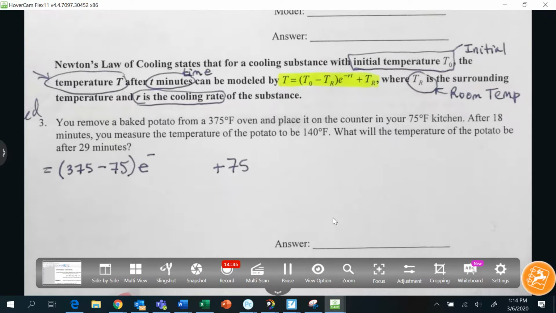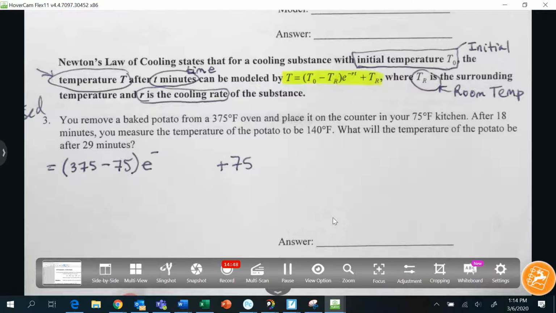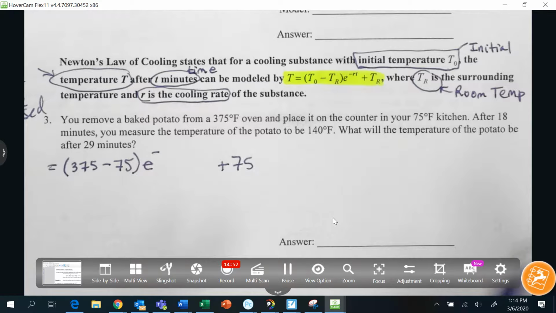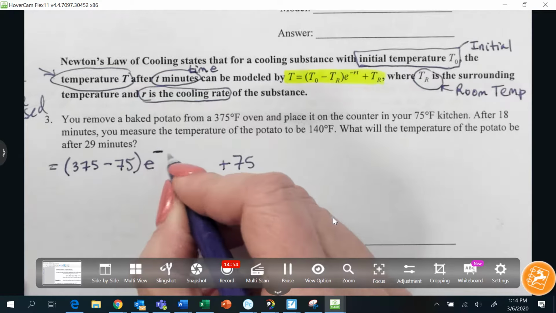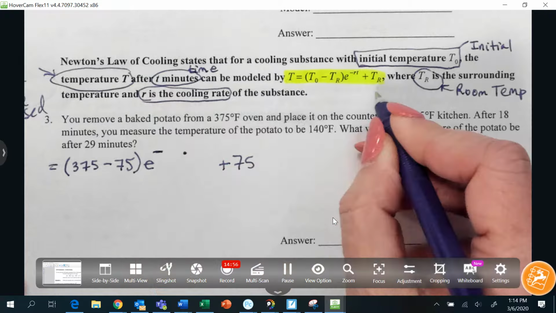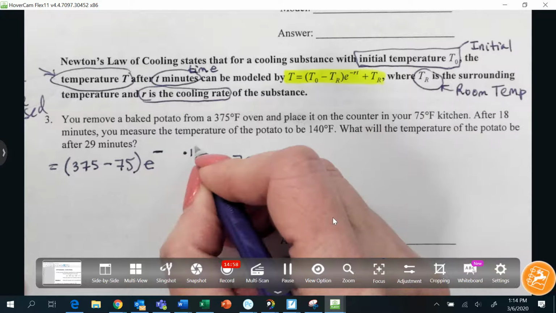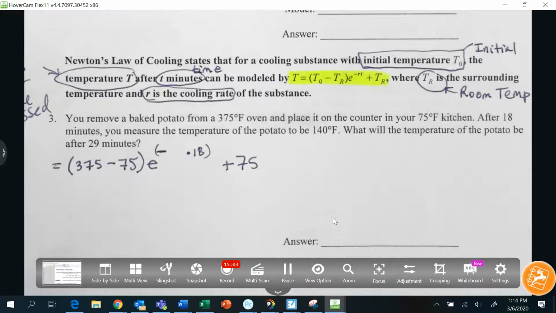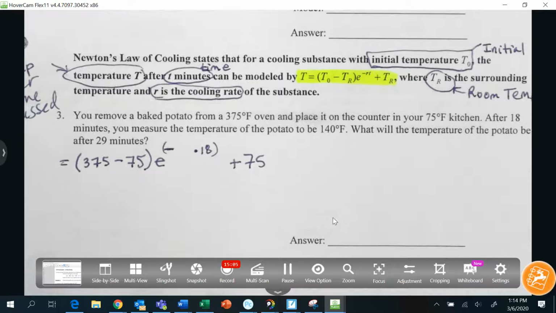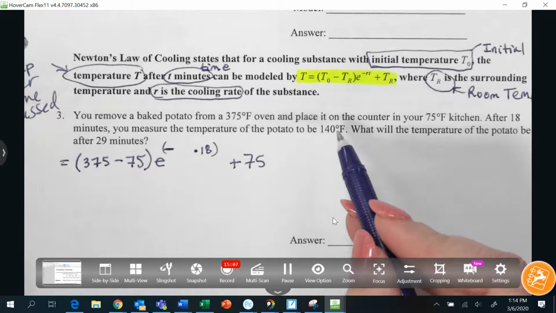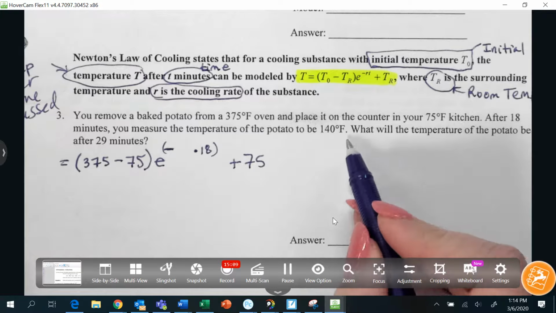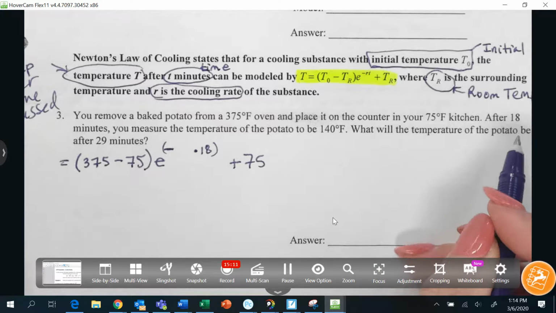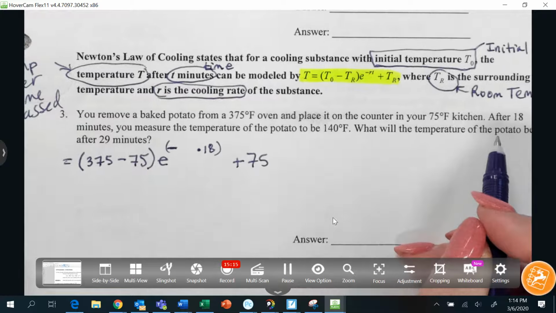After 18 minutes, what's that? That's time. So after 18 minutes, up at the top, I've got a negative sign, I've got an R, and then I multiply by time. So multiply by 18 up there in the exponent. After 18 minutes, the potato is now 140 degrees. So this 140 degrees is temperature after time. That's the big T without anything.